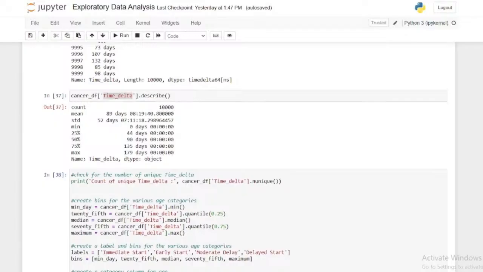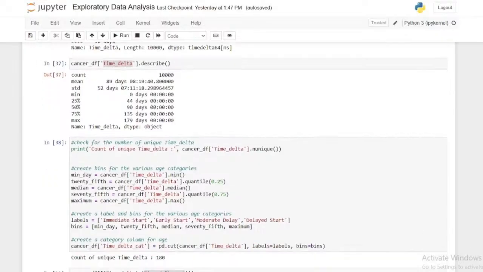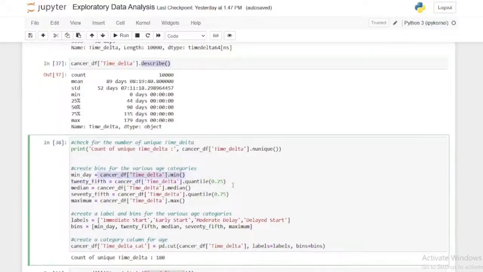So this is what we want to get. To do this, we use the same process which we did earlier when we created our categorical age column. We created our bins using the mean value, our 25th percent quantile, our median value, the 75% quantile, and our maximum value, and we saved these as our bin names. With this, we'll be passing it inside a list, and also our labels. Remember I said that labels will be immediate starts, early starts, moderate delay, and delayed start.